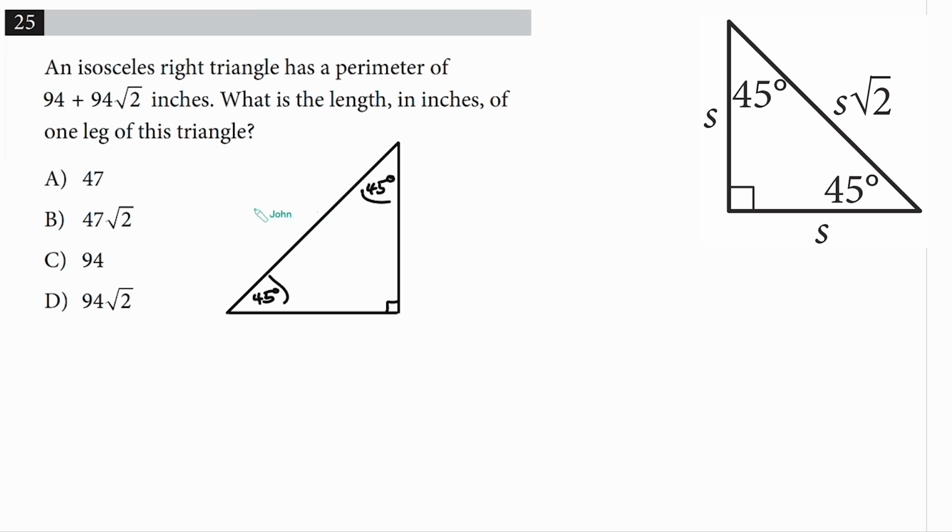So my next guess was that the hypotenuse is 94 and that the legs are 94 over root 2. We can rationalize that to get it into a recognizable form. That's 47 root 2, and that does indeed work.